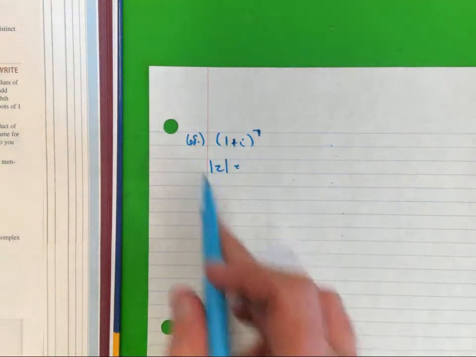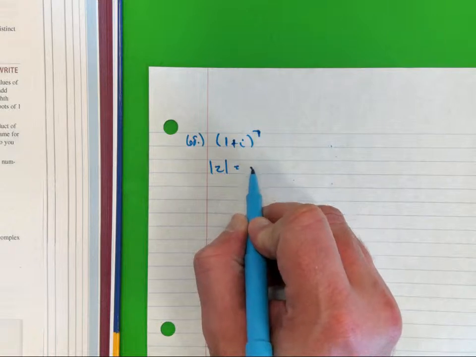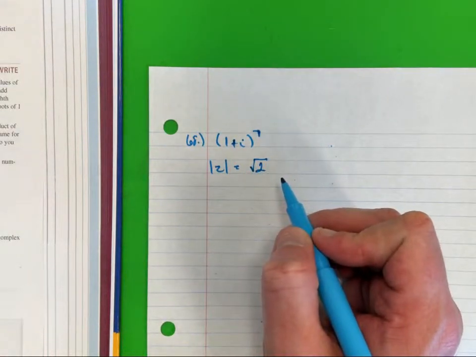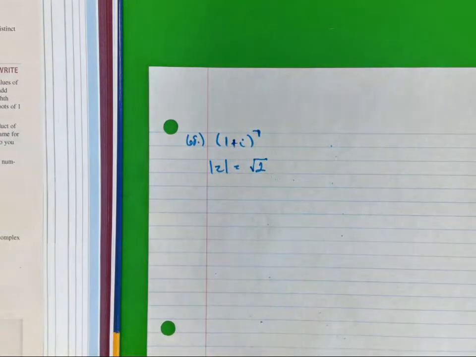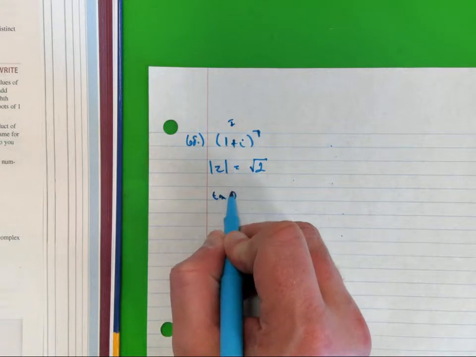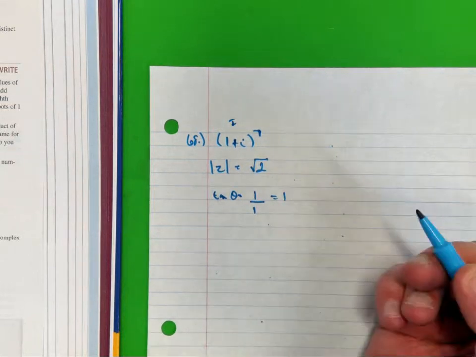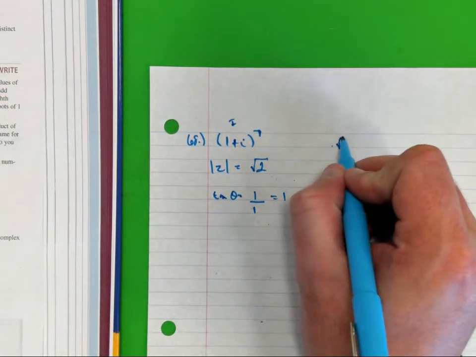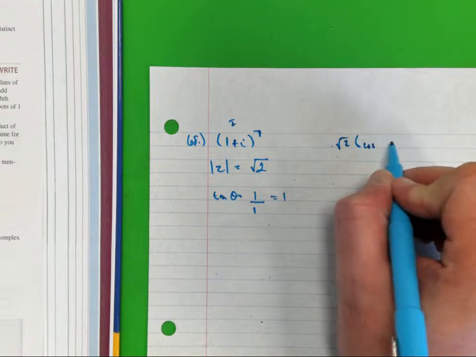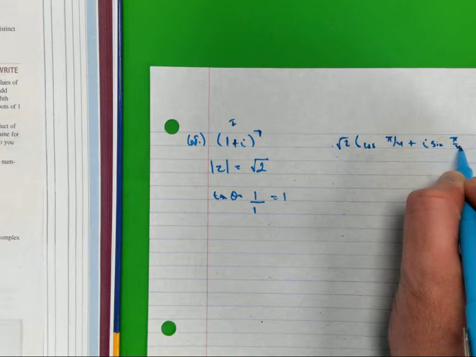Alright, let's find the modulus here. What would be the modulus? What did y'all get? We're good on that. Okay. Now, if I was to graph that, what quadrant would that be in? 1. So that's important to know. Tangent of theta equals 1 divided by 1, which is 1. What family? Pi over 4. Very good. So I got root 2 times cosine of pi over 4 plus i sine of pi over 4.